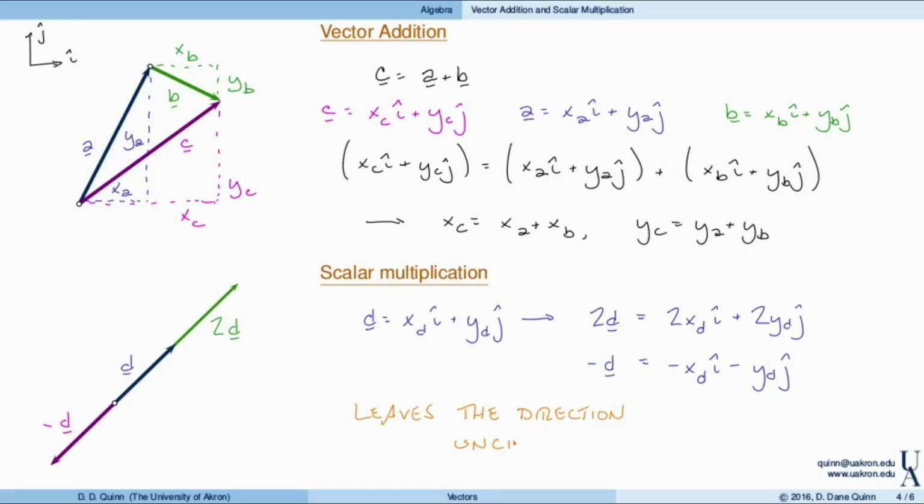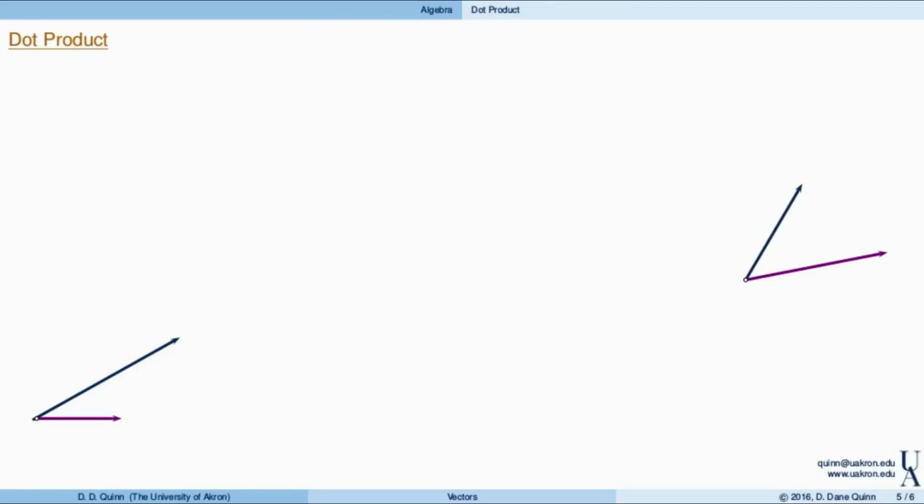And only changes the magnitude of the vector. But again, the direction of the vector remains the same as before. So we have two other operations that we mentioned initially. One was the dot product. So the vector dot product, it operates on two vectors. So it's kind of like multiplication, right? But it's not the same.